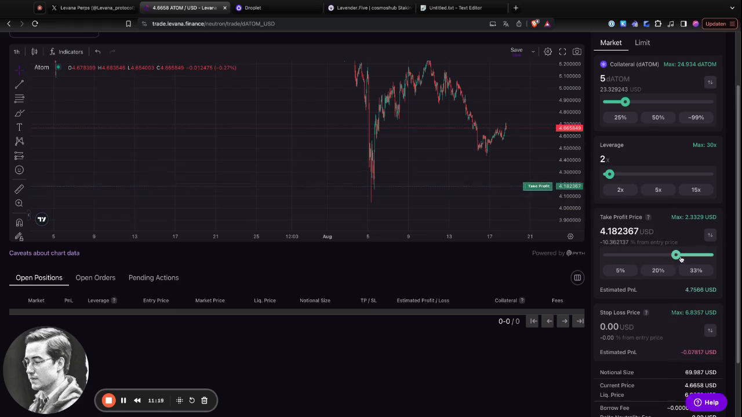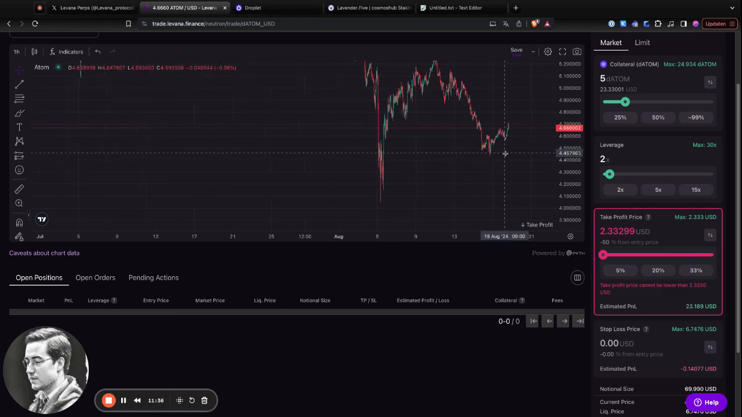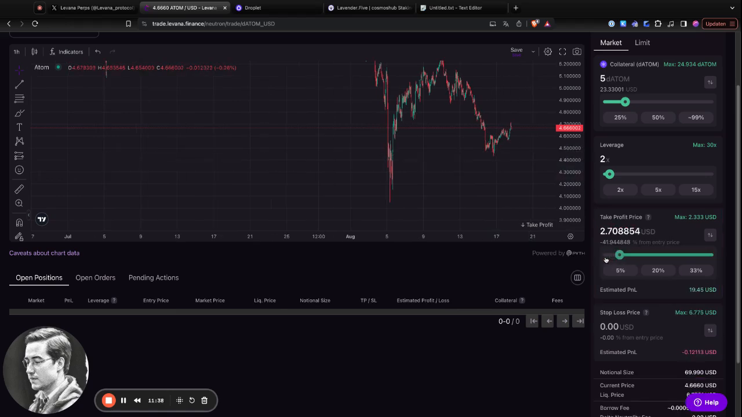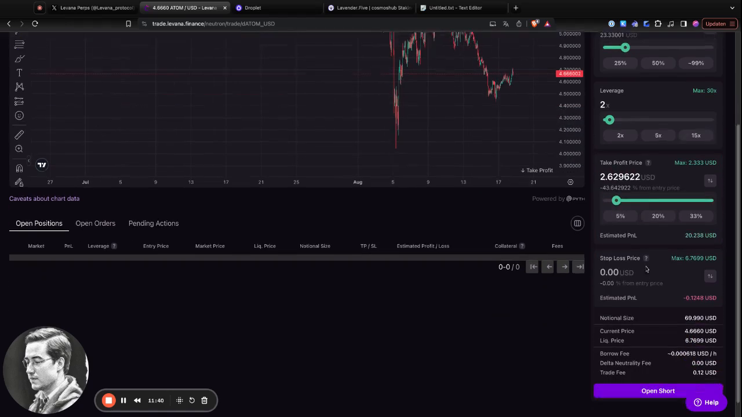So you should add collateral over time if that's needed. But you can put your take profit price at wherever you want. I'm going to put it out of sight. Basically, I don't want it to ever trigger. I'll just check into this once in a while. So I'm going to put my take profit price as 2.5, which I don't think ATOM will ever reach.